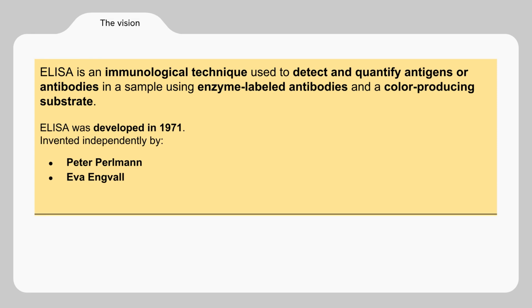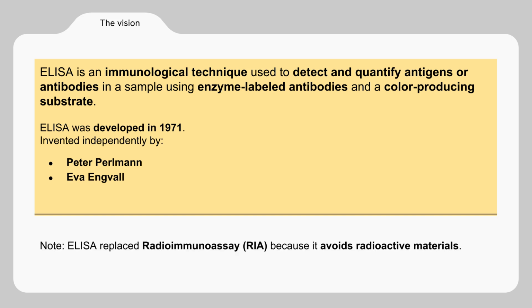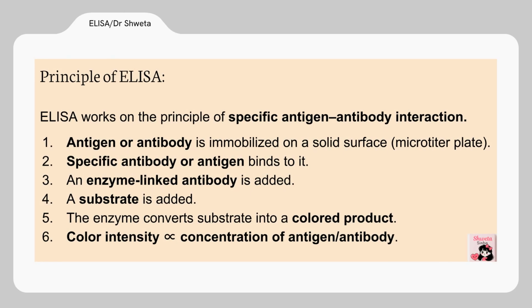ELISA is an immunological technique developed in 1971 by Peter Perlman and Eva Engvall. It detects and quantifies antigens or antibodies using enzyme-labeled antibodies and a color-producing substrate. ELISA is preferred over radioimmunoassay, RIA, as it avoids radioactive materials. ELISA is based on specific antigen-antibody interaction.